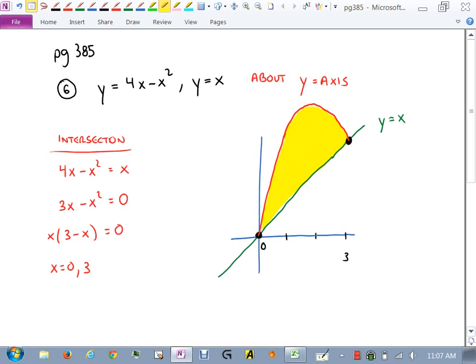I want to rotate this around the y-axis. So my axis of rotation is here. Right, my axis of rotation. I'm using shells, which means the rectangle that I'm going to draw is going to be parallel to the axis of rotation. Washers would not work here, right? Not easily. The other method, washers.